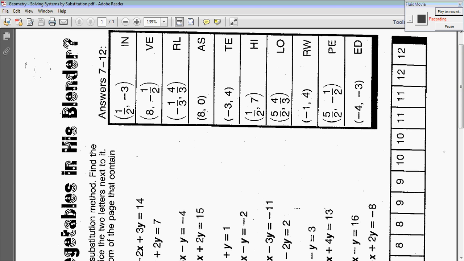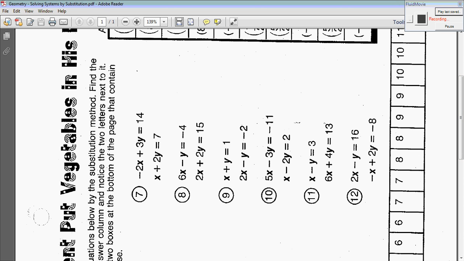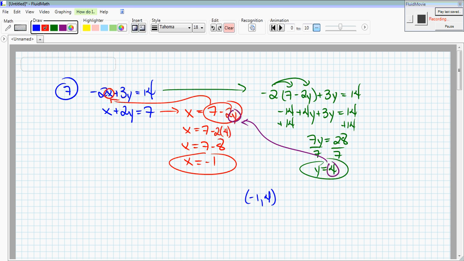The variables are R and W, so here for 7 we'd have an R and we'd have a W. If you want to check this by hand, you need to plug this value back into both of these equations. So we're going to take this and substitute it back in. So we have negative 2 times the negative 1 plus 3 times 4 equals 14. 2 plus 12 equals 14.